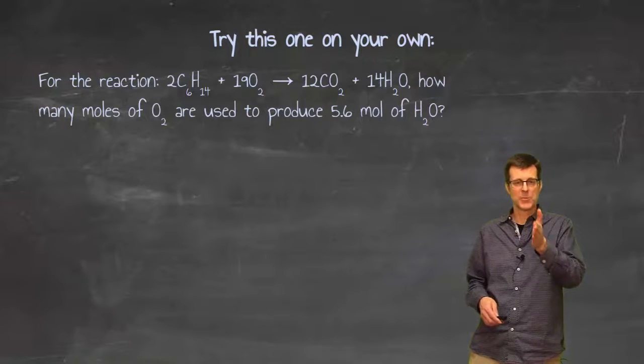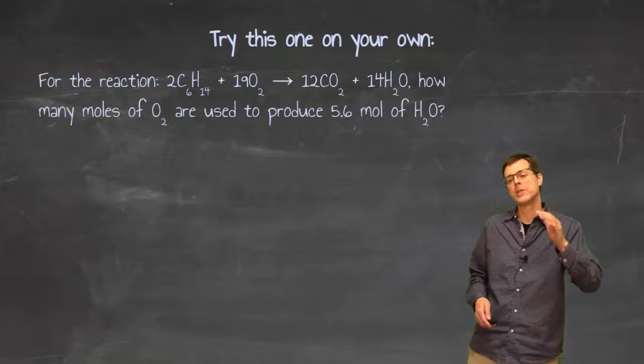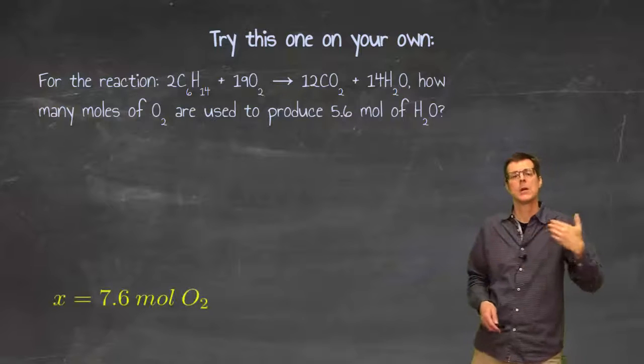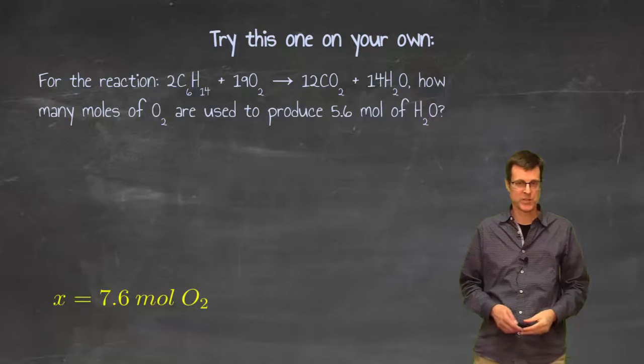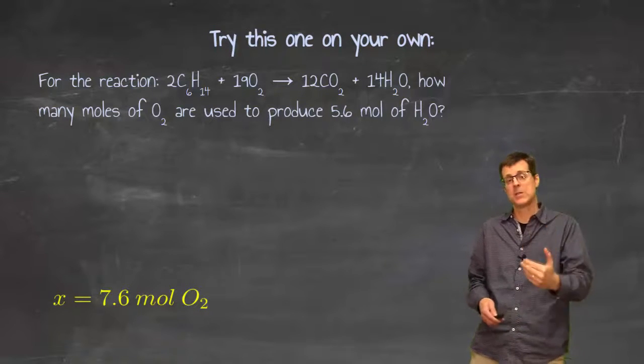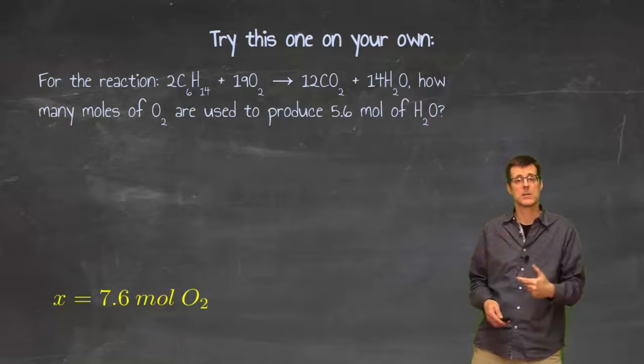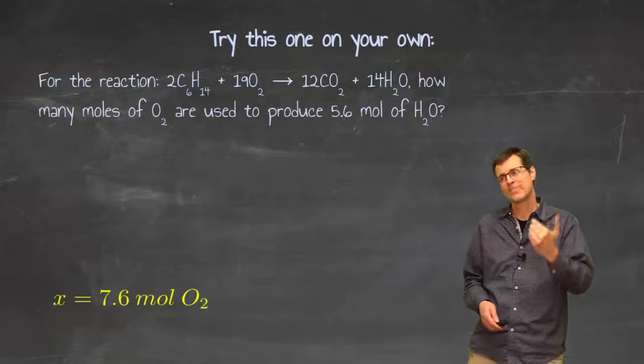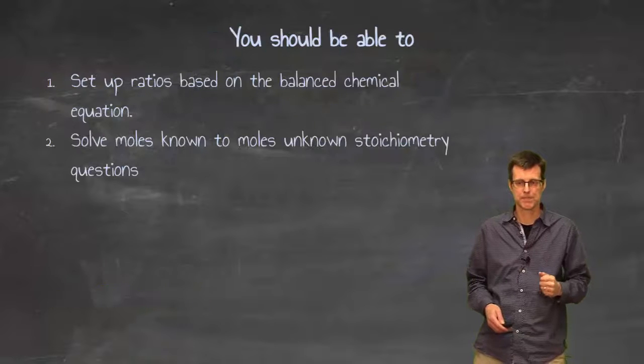Did you try it out? Did you pause the video? Okay, so if you did it, you set up a ratio and you ended up with 7.6 moles of oxygen. If you didn't, try it again. That's the answer. If you're still not sure, we'll talk about it first chance we get.